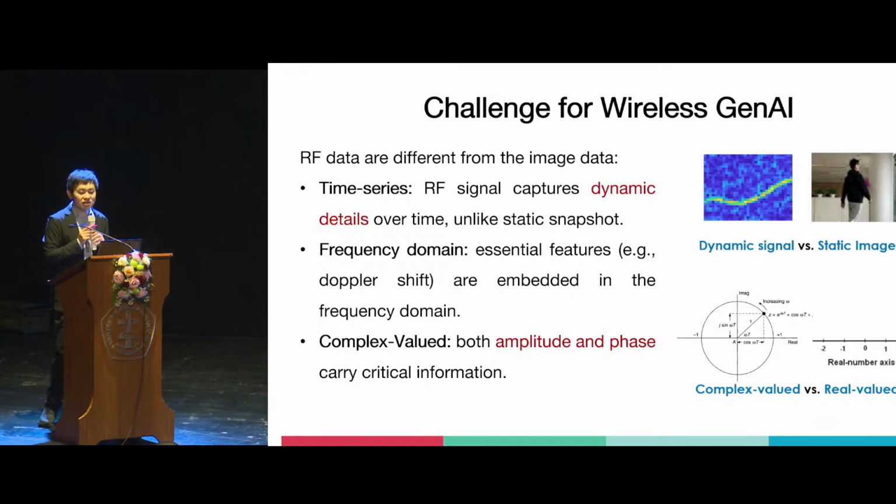Of course, it is not easy to build generative models for wireless signals. Here I list some challenges. RF data are very different from image data. The first challenge is that RF data is a time series. RF signals capture dynamic details over time, unlike a static snapshot. Second, it is in the frequency domain. Essential features such as the DFS are embedded in the frequency domain. And third, RF data is complex valued. Both amplitude and phase carry critical information.